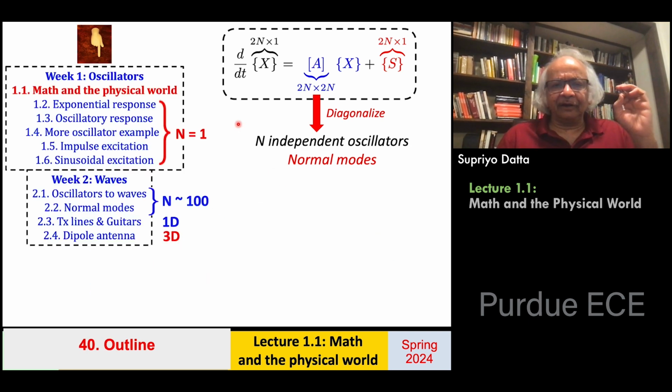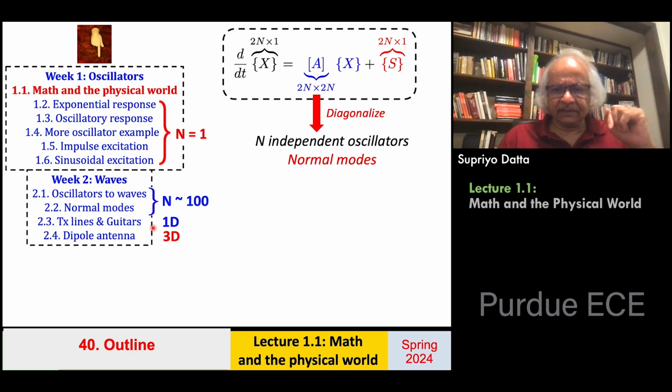So now I think you can roughly see what this course is about. Hopefully you're getting a feeling for it. I spend week one discussing different types of oscillators, getting these results for oscillators where capital N is equal to 1. It's a 2 by 2 matrix, so you start with a 1 by 1 and then 2 by 2. And then in the second week, we talk about how you go from oscillators to waves, this concept of normal modes, and how you can discuss these 1D waves and 3D waves. So that's what we'll be discussing.